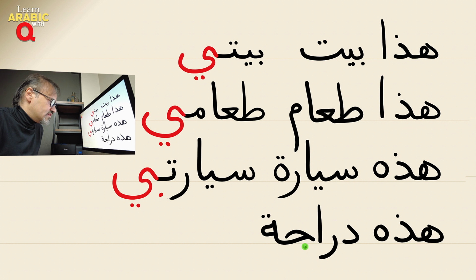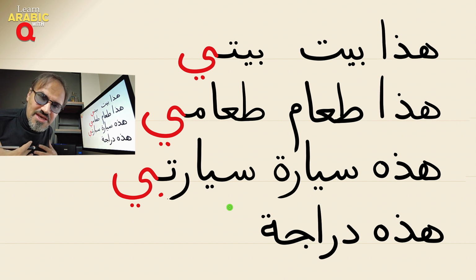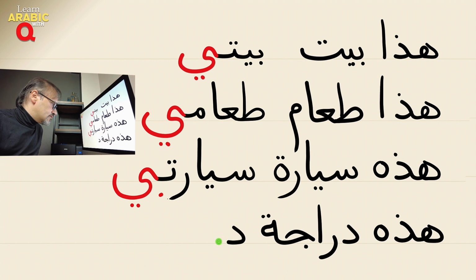Oh, we forgot the dot over here. If you don't put the dot, it's going to be read like this: دراحة. Big difference. So this is دراجة. The dot is under. Now when it's mine, I will say هذه دراجتي.